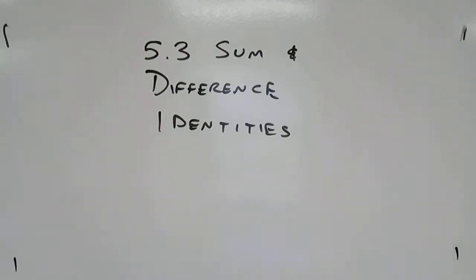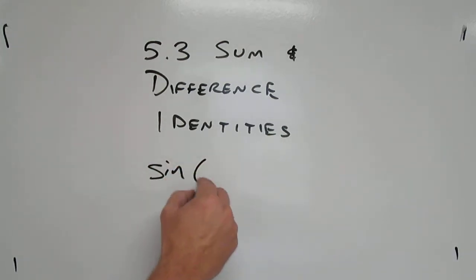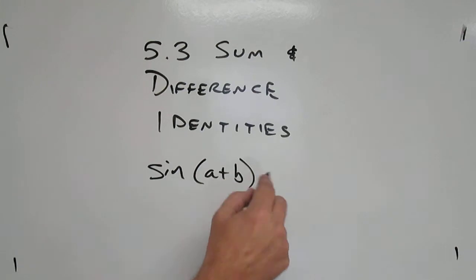All right, we're going to start with a couple more identities that we need to work on today, and we're going to talk about the sum and difference identities. This is basically what's going to happen if we are trying to find the sine or the cosine or the tangent of two angles that are added together. So if I had the sine of angle A plus B.